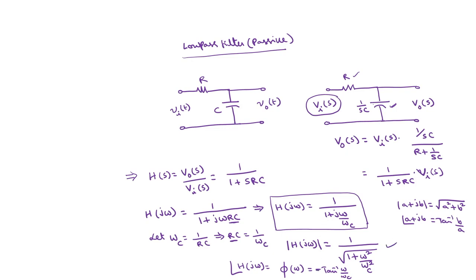So we are basically interested in the magnitude response. Here I will plot it as a function of omega. You can plot as a function of f also. The relation is only omega is equal to 2 pi f. So what is the magnitude of H of j omega? One over square root of one plus omega by omega c whole square.